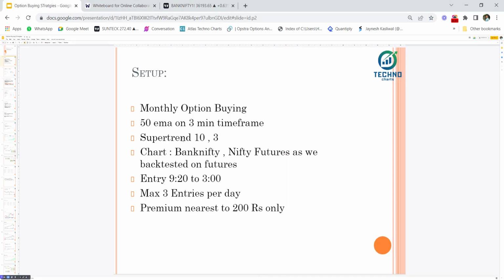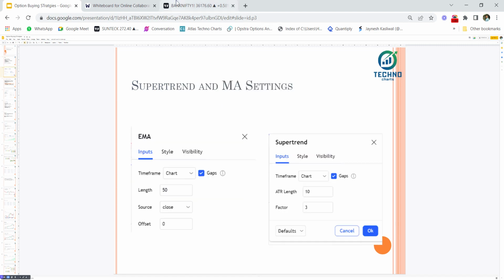rupees. Okay, now the setup is we are going to use 50 EMA on 3-minute time period, super trend 10,3 on 3-minute time period. The chart that we are going to use is basically Bank Nifty and Nifty futures, as we have backtested this on the futures chart. Entry is from 9:20 to 3 p.m. So anytime between this time period we can take an entry and an exit. Maximum there would be 3 entries for call option buying and for put option buying. So total there would be 6 entries per day, and the nearest premium would be 200 rupees, right?